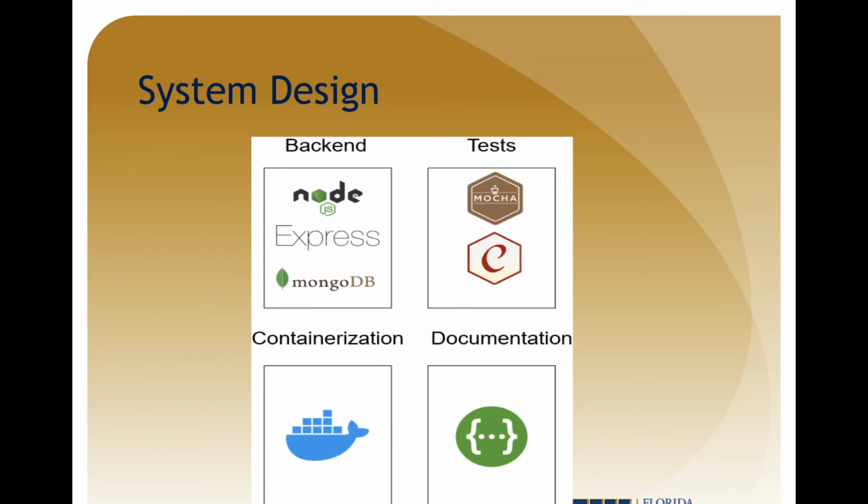Here's the system design for the current version of the project. So we use Node.js for the backend with Express HTTP server and Mongoose as our driver for our MongoDB Atlas database. Our tests were written in Mocha and Chai. We containerized the application using Docker, and we documented all the API with Open API YAML definition with Swagger.